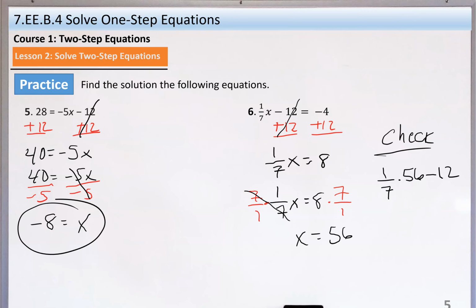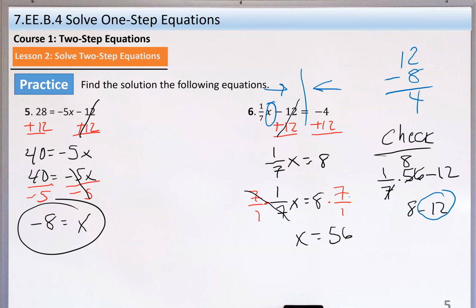Let's go ahead and check that. Then we'll wrap this video up. So I'm going to replace x with 56 to see if 56 is indeed my solution. Does 56 make this side equal to that side? So 1/7 times 56 is the same as dividing 56 by 7. That gives me 8. 8 minus 12. Well, I am more negative, so it's 12 minus 8, which is 4. But because I'm more negative, my answer is indeed -4.